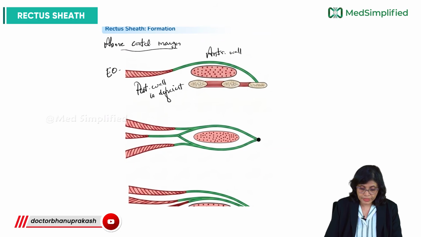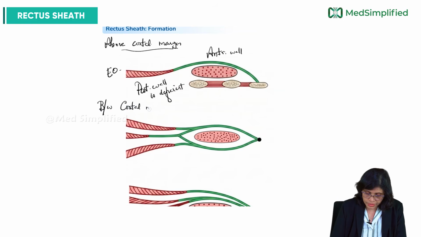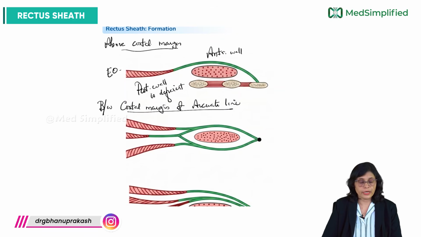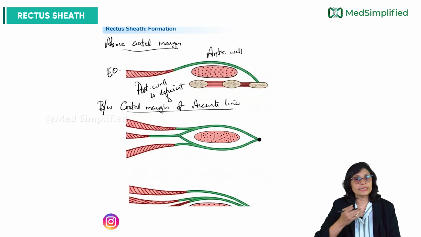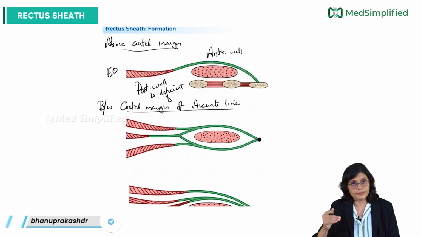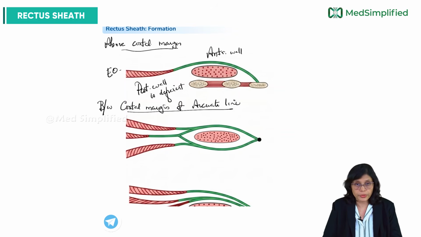So next is between the costal margin and the arcuate line. Okay. So this arcuate line basically lies at the level between the umbilicus and the pubic symphysis. So at that level we see the arcuate line. Okay, so now between the costal margin and the arcuate line, how is the formation of rectus sheath? That is what we are going to see.